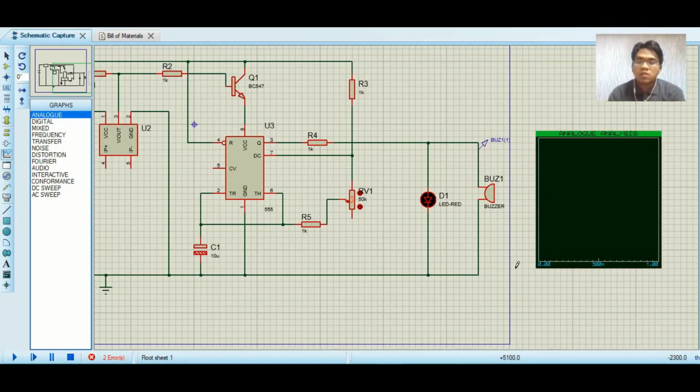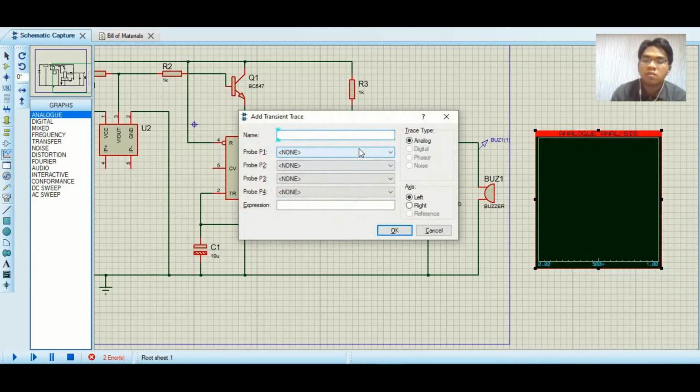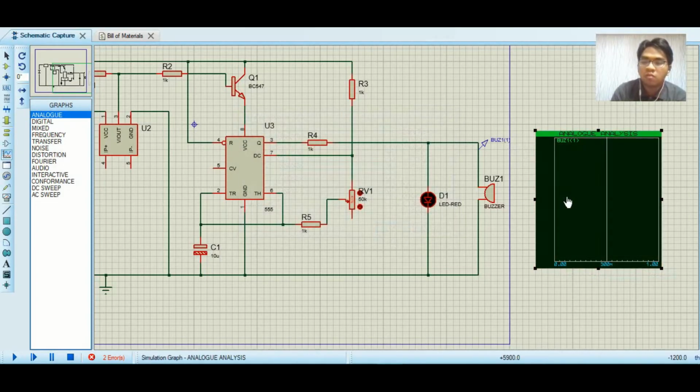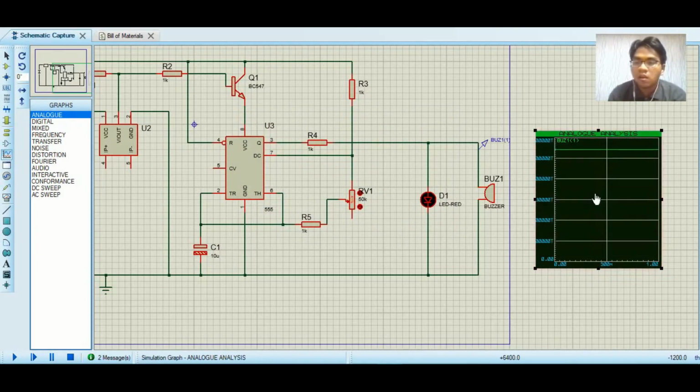And next, we need to simulate the output graph of the buzzer simply by using analog analysis and the probe. We need to add a trace of the buzzer itself, and then what to do is simulate. And right now it is in direct current, which means it's a constant voltage value of the buzzer.